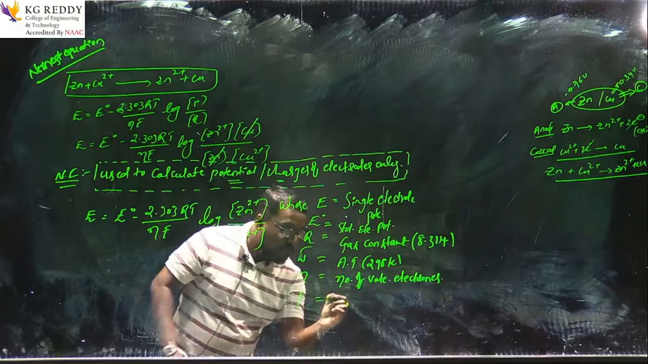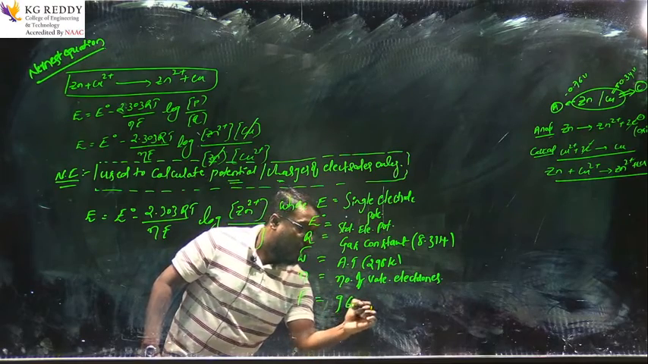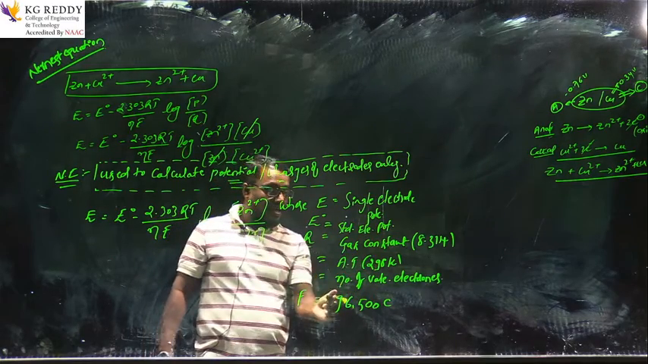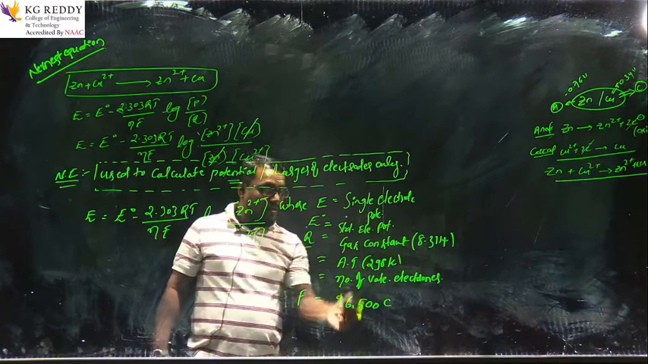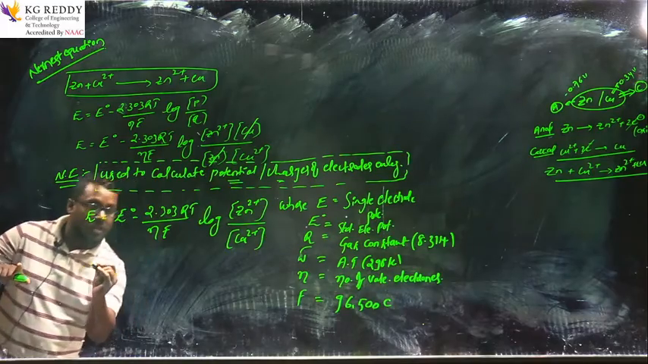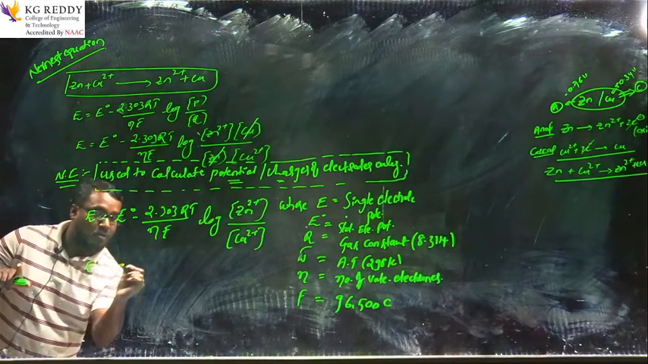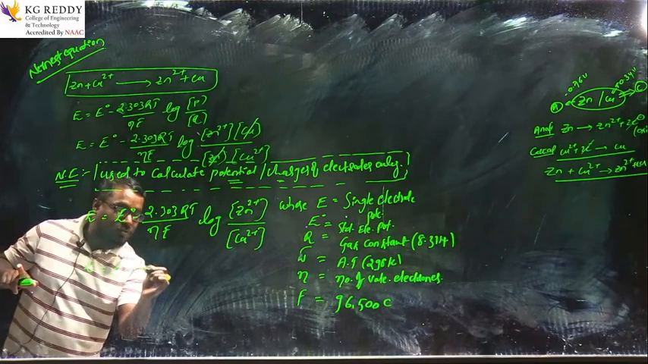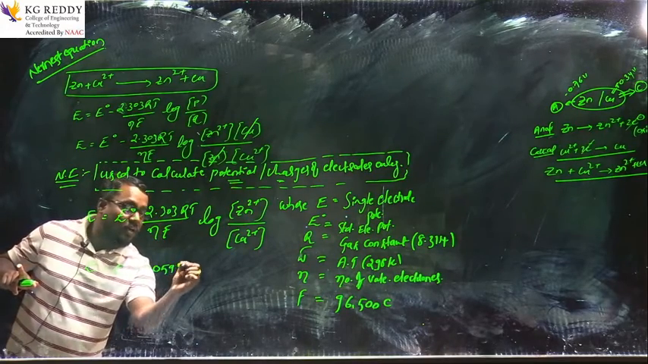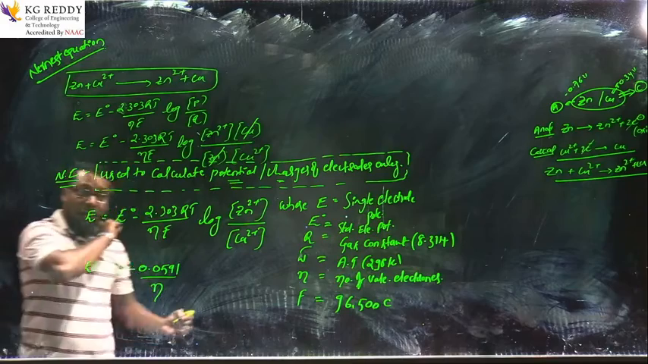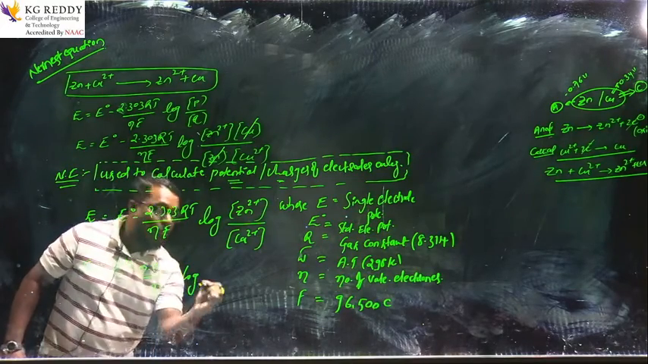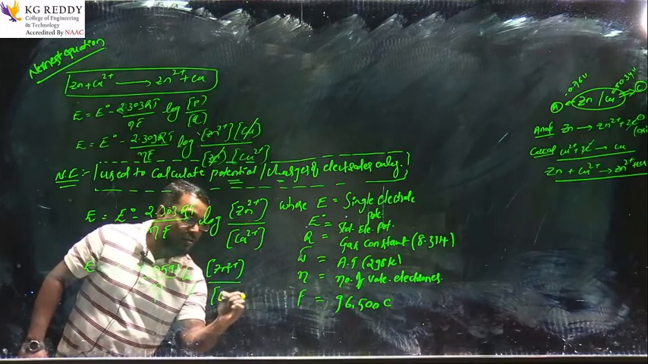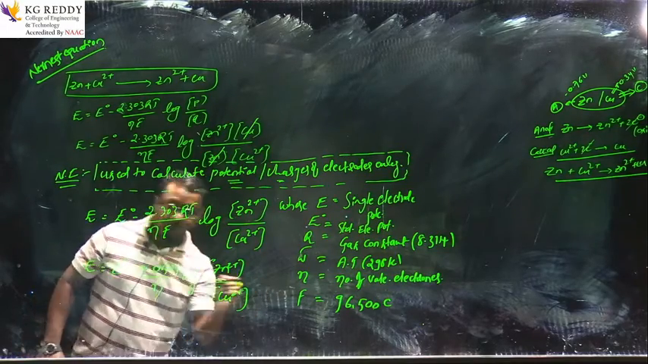F is Faraday. 1 Faraday equals 96,500 coulombs. You can substitute all the values, 298 and the gas constant value. So this equation will become E equals E naught minus 0.0591 divided by n, times log of the concentration of Zn2+ by the concentration of Cu2+. This is the one equation.